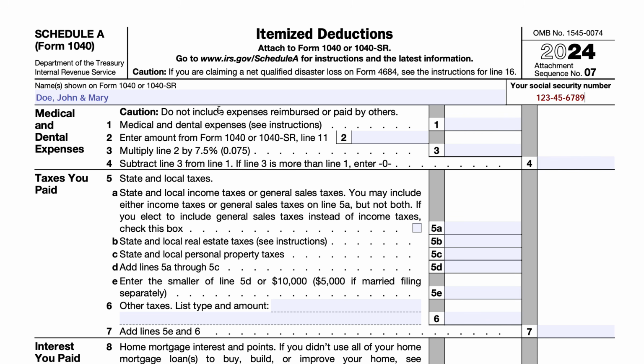So we're going to talk about the medical and dental expenses. There are certain expenses that you can deduct for medical and dental payments. The general rule is that you can't deduct anything that you were either reimbursed for under, say, a health savings account or Archer MSA, and you can't deduct any expenses that insurance covers. So these are really out-of-pocket expenses.